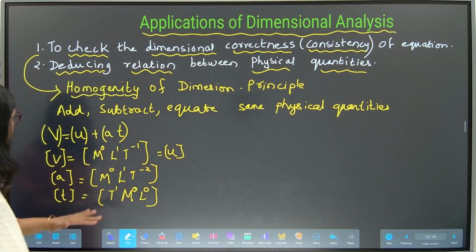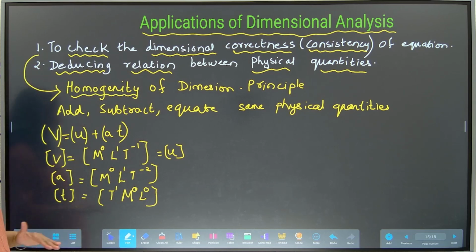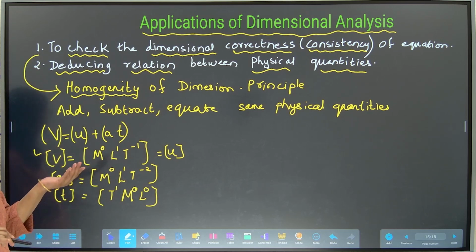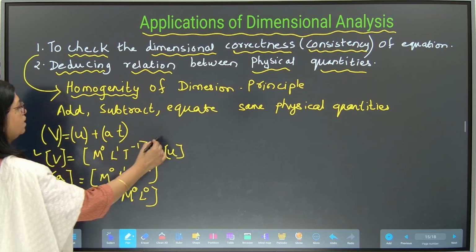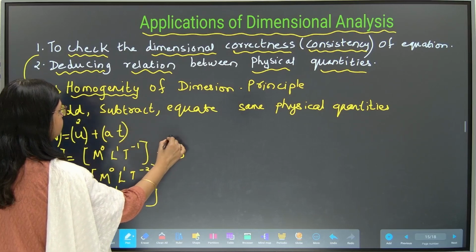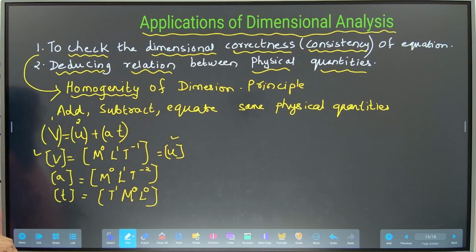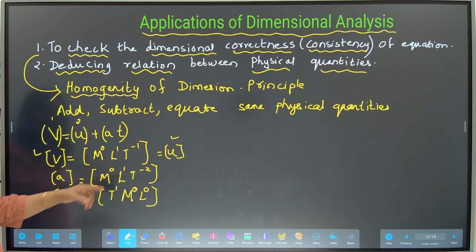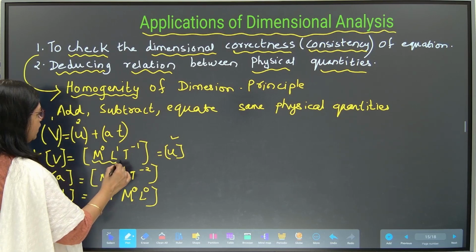So these are the variables, the physical quantities in this equation. v, u, a, t, all dimensional formulas I wrote. Now the first term is v. So it is having this dimensional formula. This is the first one, this is the second one, this is u. Same dimensional formula. Now let us check whether at also has the same dimensional formula as the velocity.